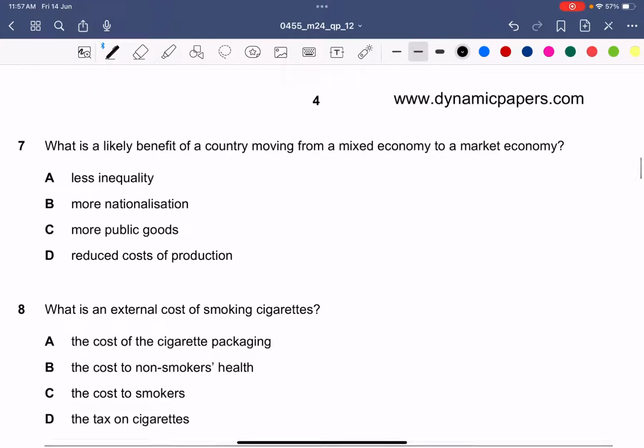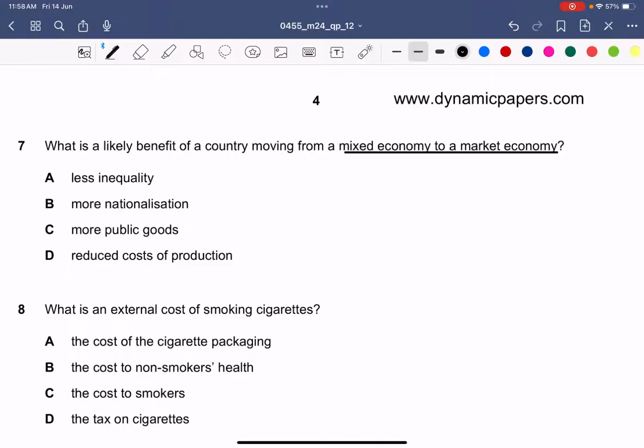Question 7. What is the likely benefit of a country moving from a mixed economy to a market economy? So right now we need to reinforce and rethink the concept of mixed economy and market economy. So first, mixed economy is the combination of private firms and government intervention, but in a market economy, there's only private firms, there's no government intervention. So first, you need to change to market economy.